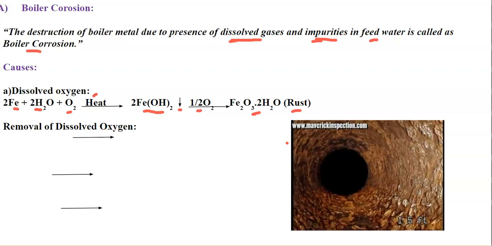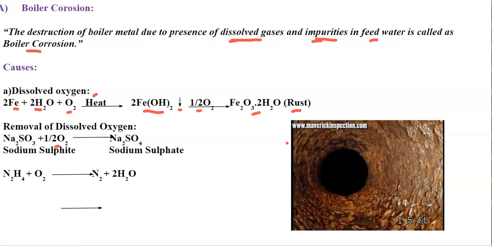So how we can remove this dissolved oxygen? One method is by adding sodium sulfite, Na2SO3. It will react with oxygen present in boiler water to form sodium sulfate, which is water soluble salt, means oxygen is getting removed. Another is by adding hydrazine. N2H4 is hydrazine. It will react with the dissolved oxygen to form N2 gas, that is nitrogen gas, plus water molecule. So in this way, the dissolved oxygen is removed.